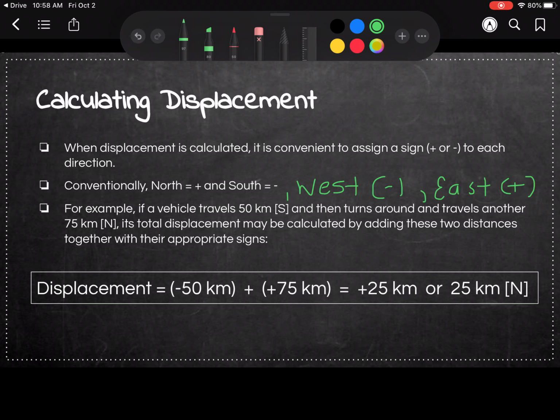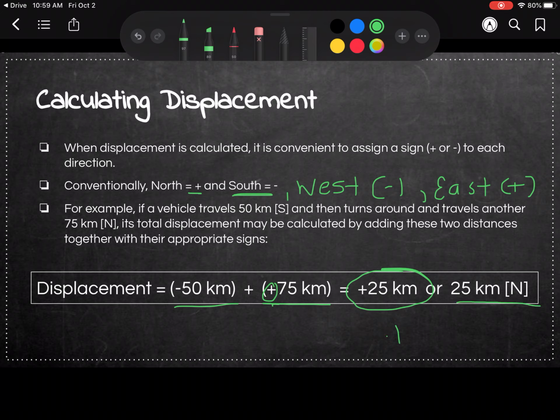So for example, if a vehicle travels 50 kilometers south, so south, look at it right here, it's a negative sign, so we've got 50 kilometers south, and then turns around and travels another 75 kilometers north. North is a positive sign. What is its total displacement? How you calculate that is literally this: negative 50 plus positive 75. And we get an answer of plus 25, or we can put 25 kilometers north.